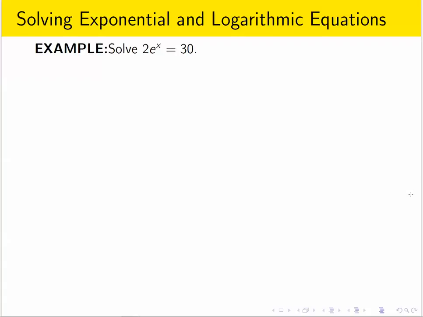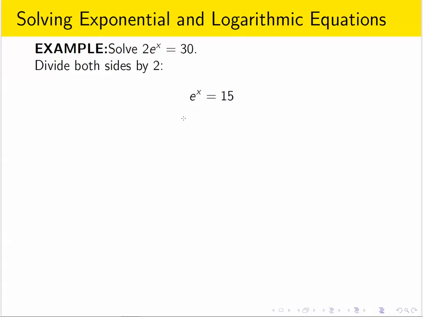Let's do one more. This time we have 2 times e to the x equals 30, and remember e is that special number. It's approximately 2.71828. Now, it's not exactly this, it's just approximately this, and we'll see later in the course where that number comes from. Our first step will be just as before. We'll start by dividing both sides of this equation by 2, giving us just e to the x equals 15.